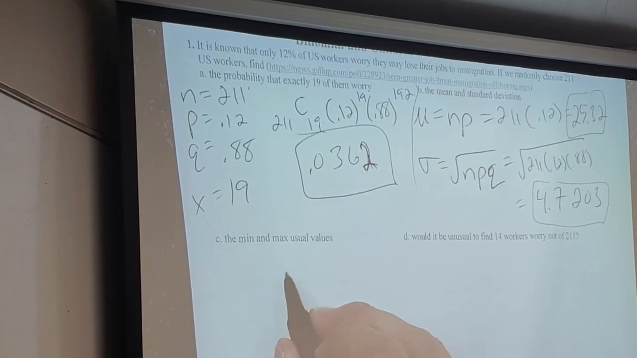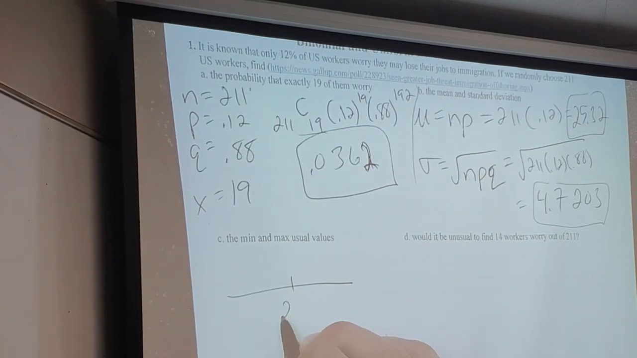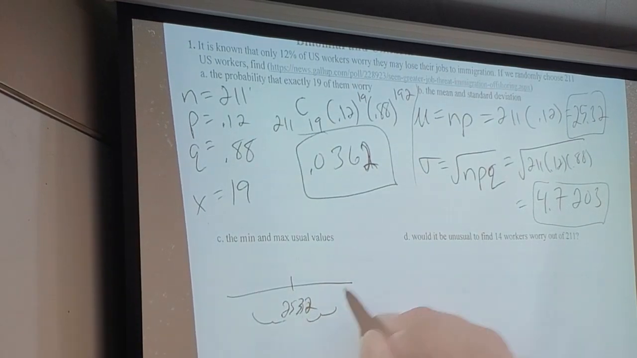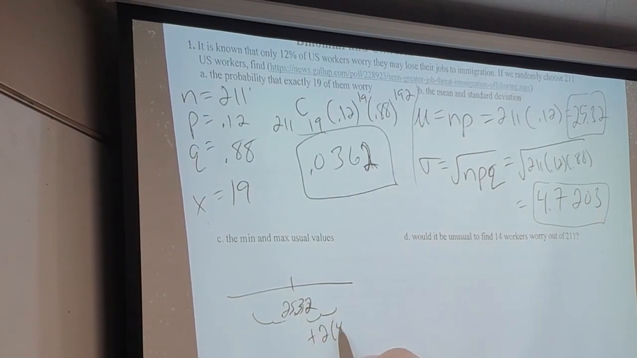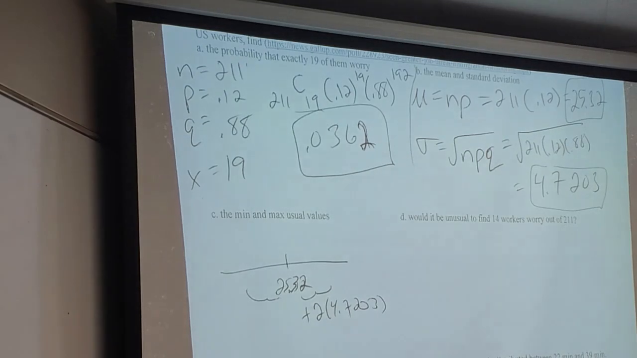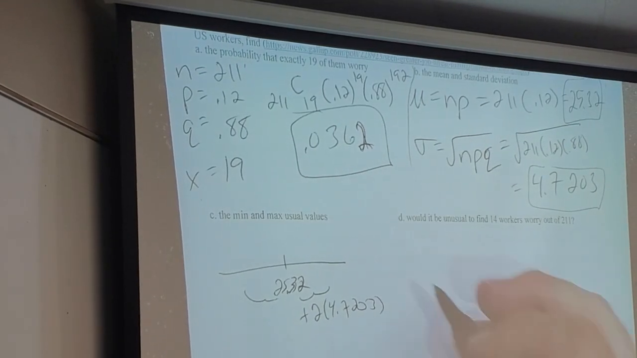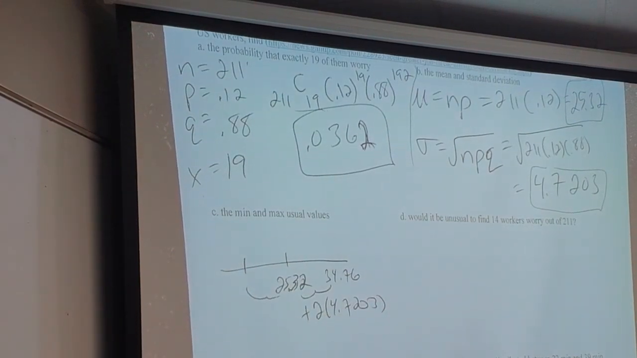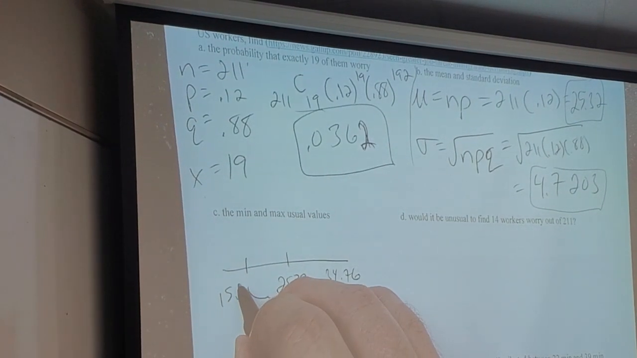So now you just take, you could do this visually if you want to. You could put 25.32 and go up and down. So if I go up two of these, where do I end up? 34.76. And if I go down two of those, 15.88.